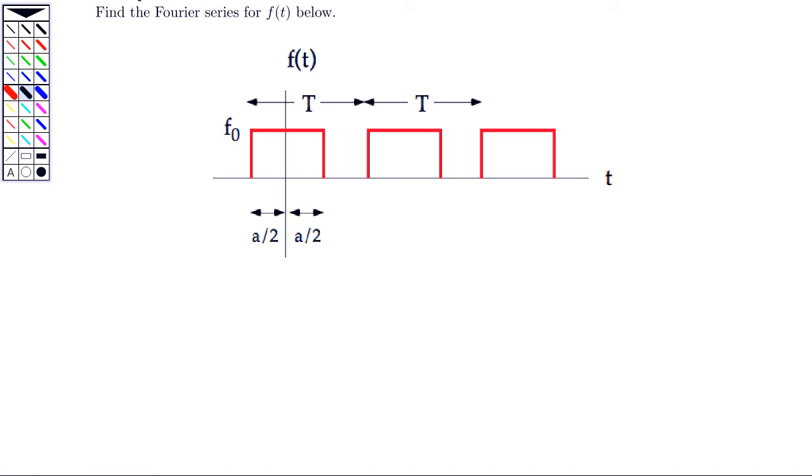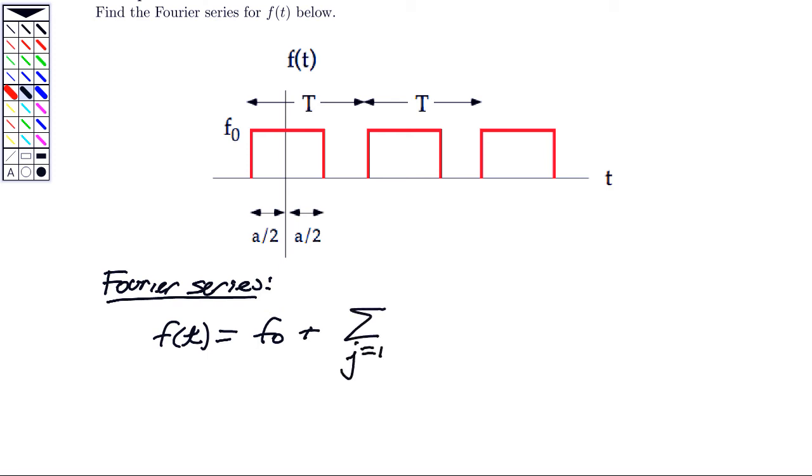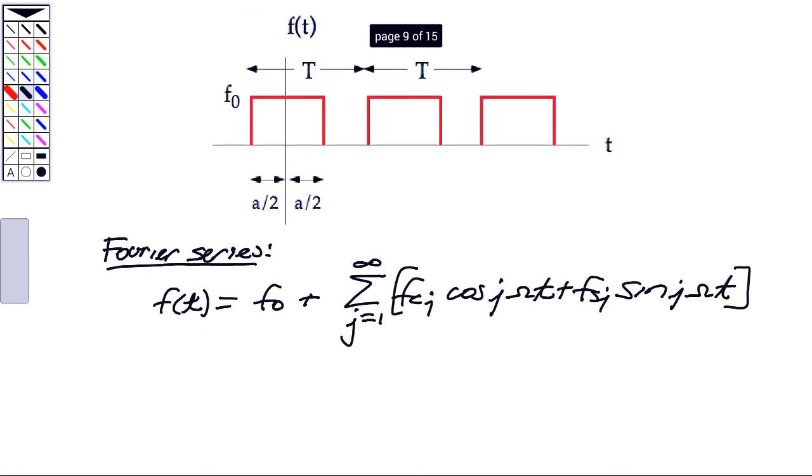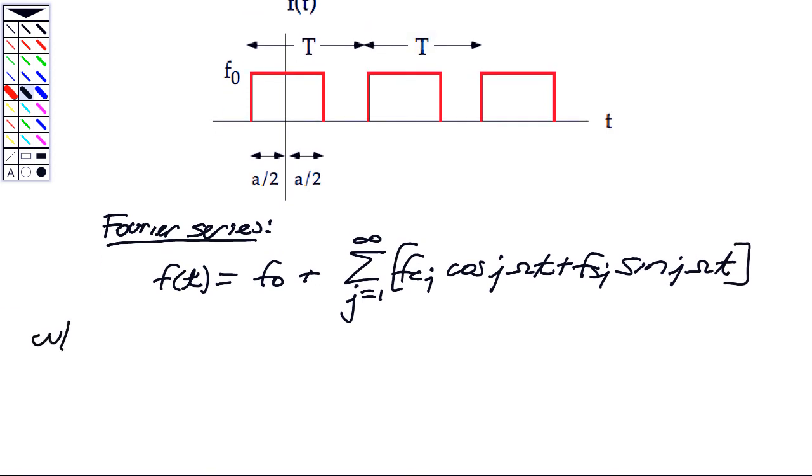So the form of the Fourier series that we're going to use will be the cosine sine one. So the Fourier series here for f of t is going to be equal to f naught, the average value of f, plus the sum over all the harmonics for the cosines and sines. So that was fcj cosine j omega t plus fsj sine j omega t as that. So our task really is to find f naught, fcj, and fsj.